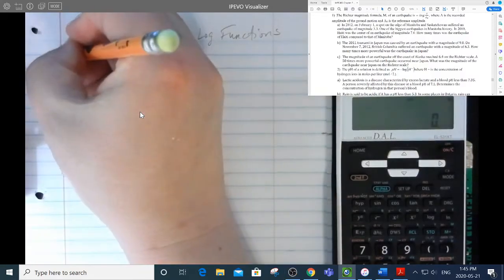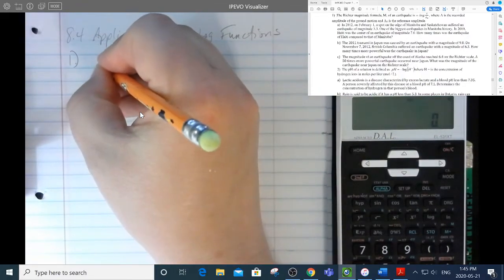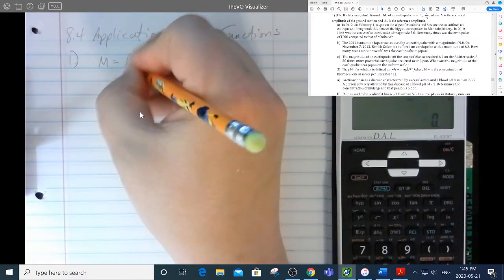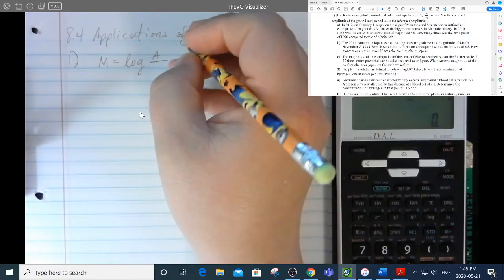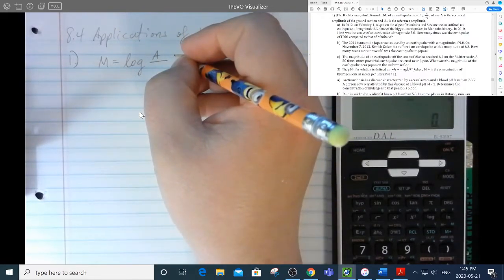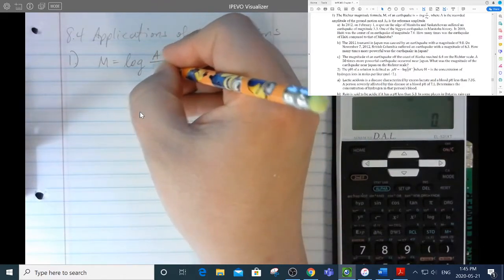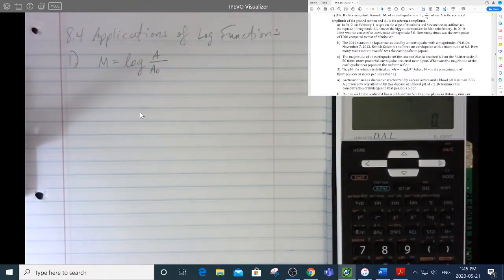So number one talks about a formula. I'll write it down: the magnitude of an earthquake is equal to the log of the amplitude of the waves, which is measured in, I can't remember now, some unit of force, divided by the reference amplitude.